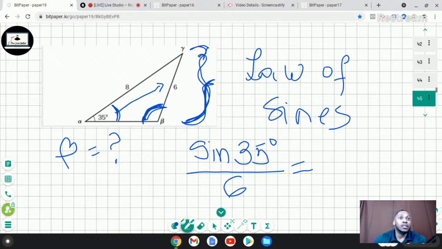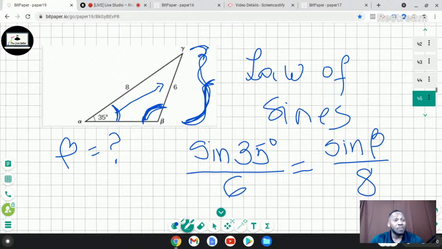We can continue to do this for all the other angles. What I mean by that is sine of that angle divided by the side that is opposite to it is going to be equal to what we just put down on the screen. So I can do this for the angle beta: sine of beta divided by the length of the side that's opposite to beta, which is 8, which is also the same thing as sine of this third angle right here.